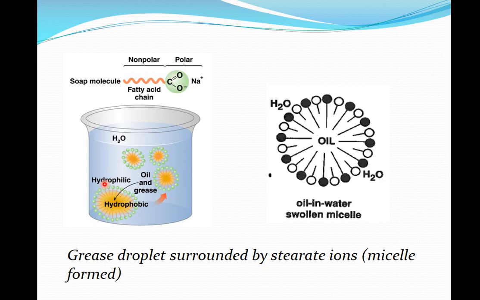Since the polar groups can interact with water, oil droplets surrounded by the stearate ions are now pulled into the water and removed from the dirty surface. Thus, soap helps in emulsification and washing away of oils and fats. So this is how the cleaning of dirt and dust takes place with the help of soaps.